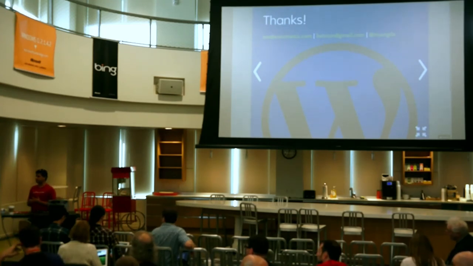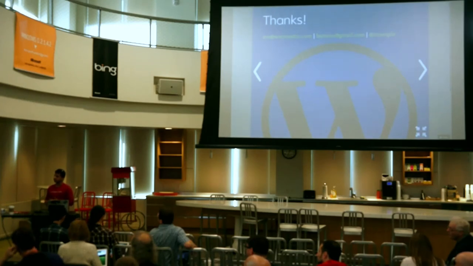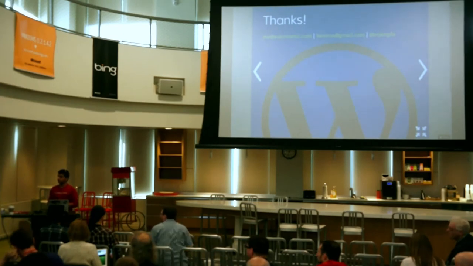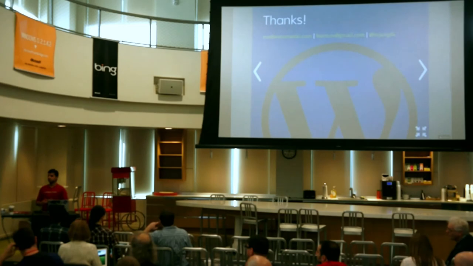Okay, so what are your thoughts on using something like Batcache or W3 or any of the other WordPress caching mechanisms versus using something like Varnish external of WordPress itself?